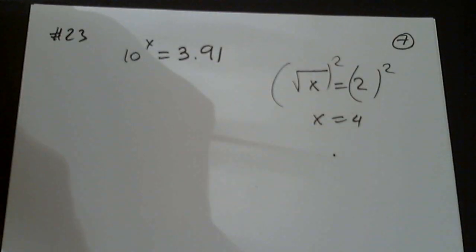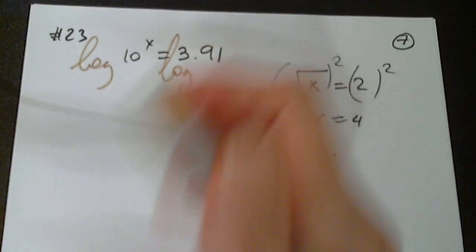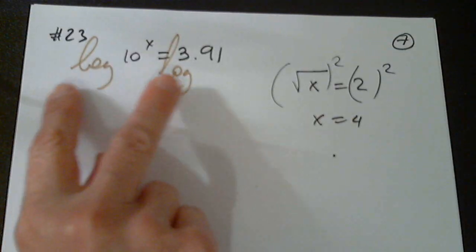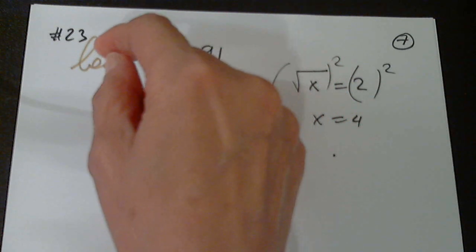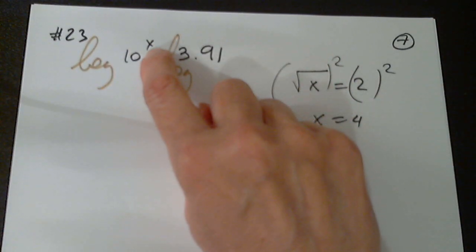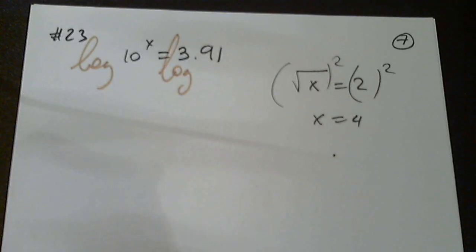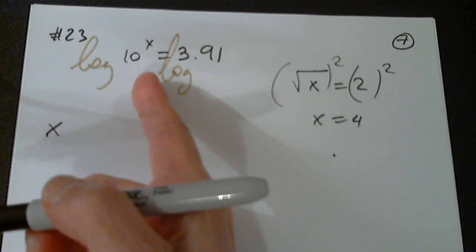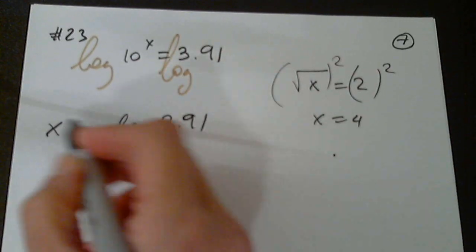Because the base is 10, I will apply log, common log, to both sides. Why? Because if two numbers are equal, their logs will be equal. But by applying log, I can use a property, the power rule, and bring x down. So now this becomes x. Log base 10 of 10 is 1 equals log of 3.91.